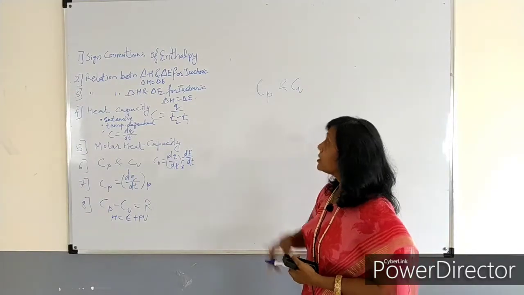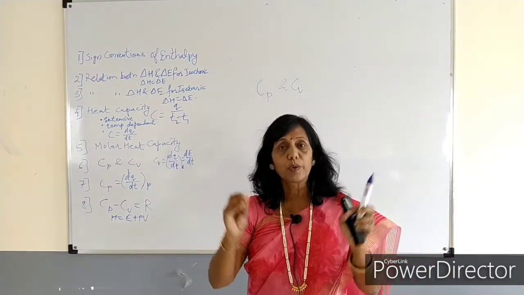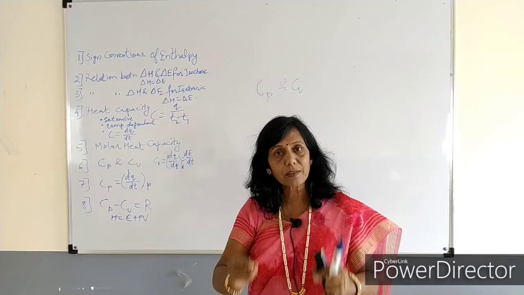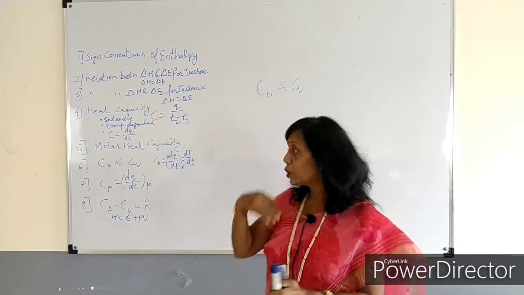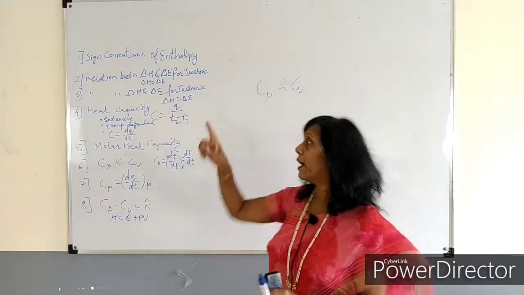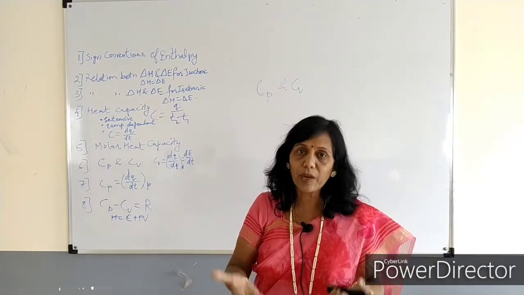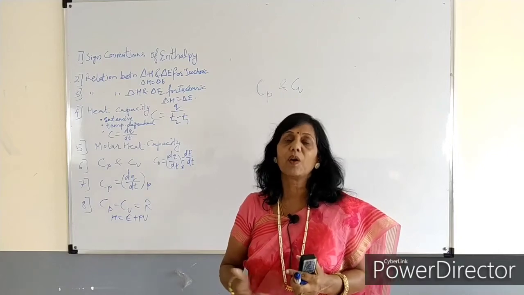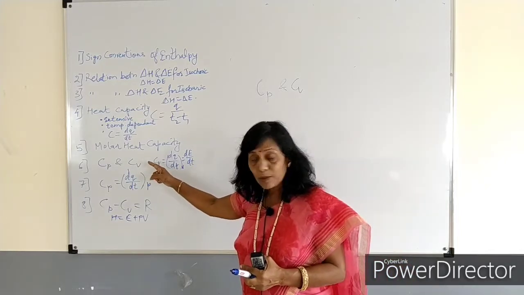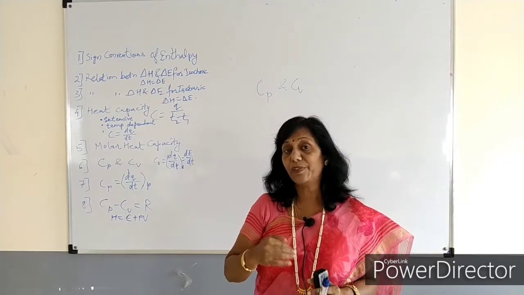What are these? Simply, Cp can be defined as the amount of heat required in calories to raise the temperature of 1 mole of the gas, of 1 mole of the substance present in the system, through 1 degree centigrade under the given set of conditions, that is at constant pressure. Similarly, Cv can also be defined as the amount of heat required to raise the temperature of 1 mole of the gas or 1 mole of the substance through 1 degree centigrade at constant volume. Is it clear? So, this is all about the Cp and Cv definitions.